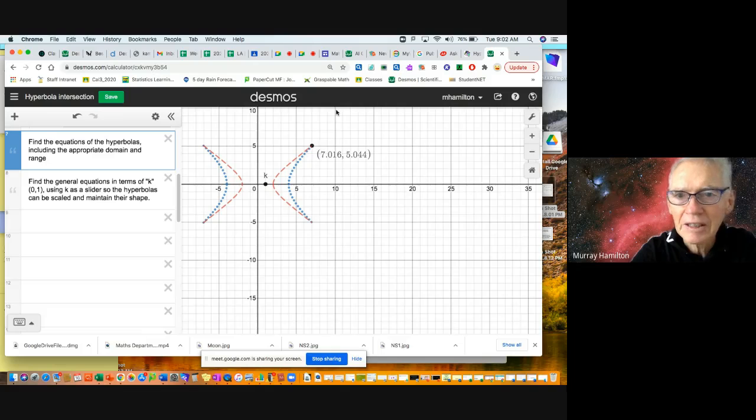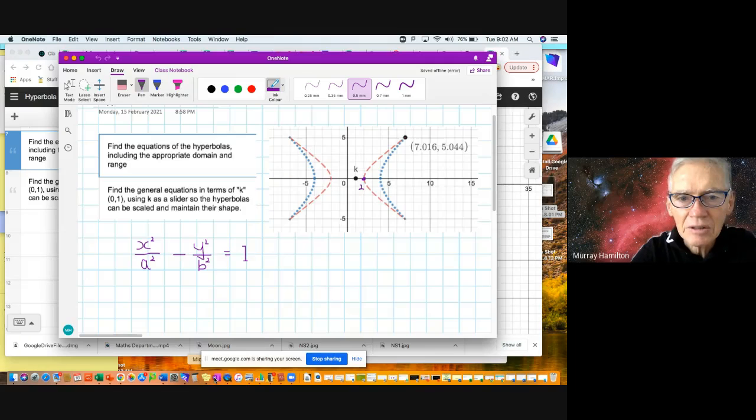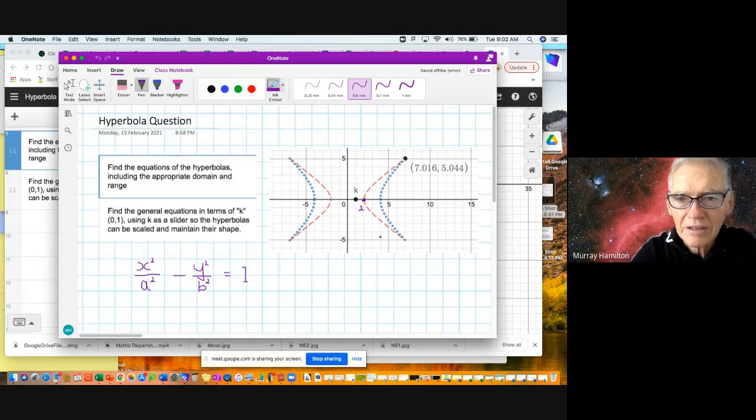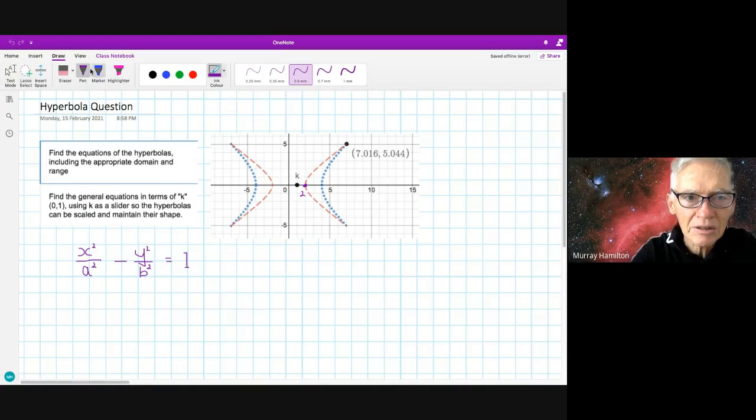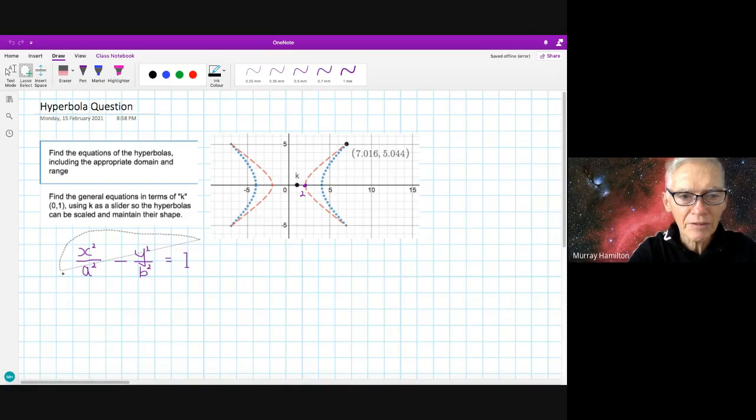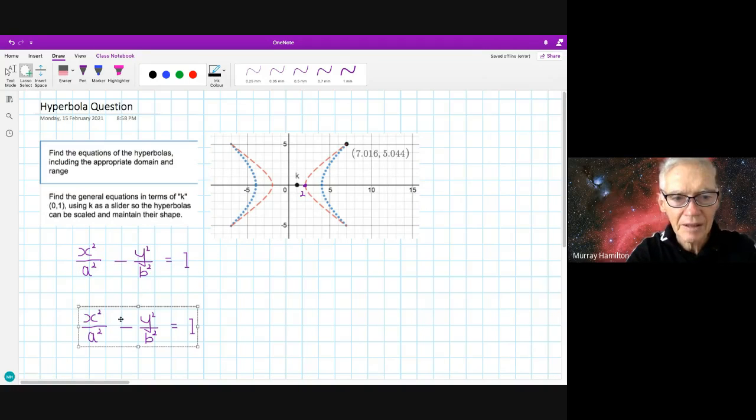I'll go to my OneNote and bring this up. Right, here is the hyperbola question. So here is our formula. Now my fancy pen is not working, so I'm going to struggle a little bit. I'm going to cheat, but this is a way you could do it. This is the formula for the general hyperbola. So if I copy that and then paste it, we've got it down here.